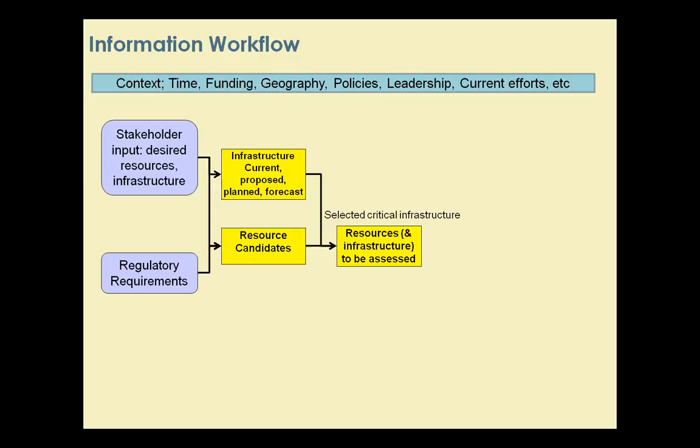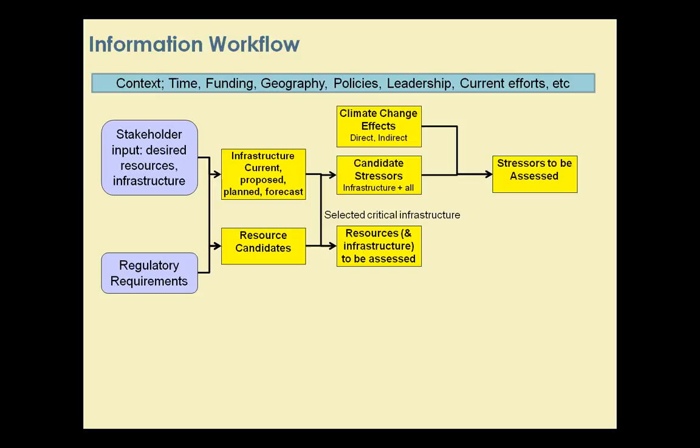What we're going to talk about is what the service calls mission-critical infrastructure. You might be thinking of things like hazard escape zones along the coast or escape routes. And so that critical infrastructure is going to get added to our list of resources to be assessed. The rest of the infrastructure is going to move along into a list of candidate stressors along with a whole bunch of other things: management, land use, exotic weeds, and so on.